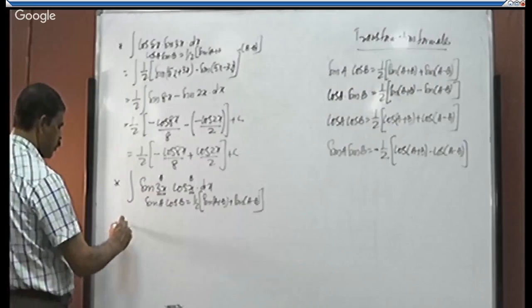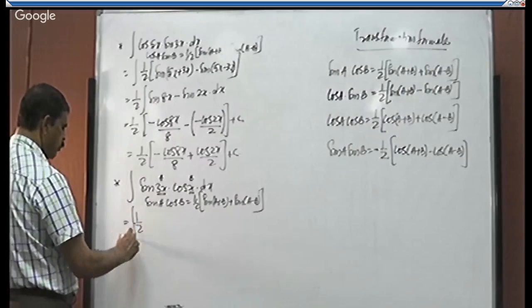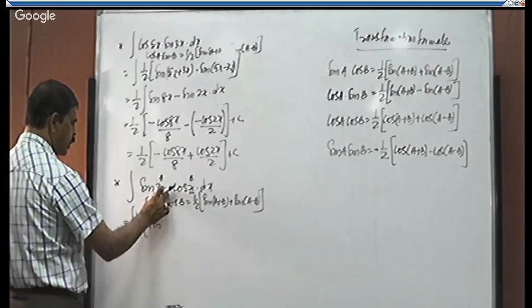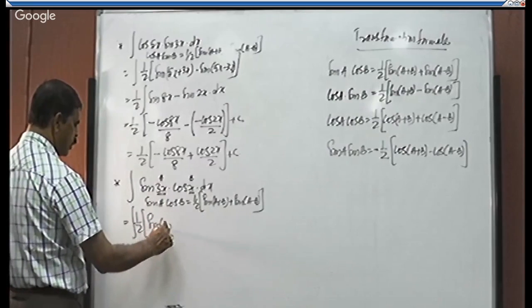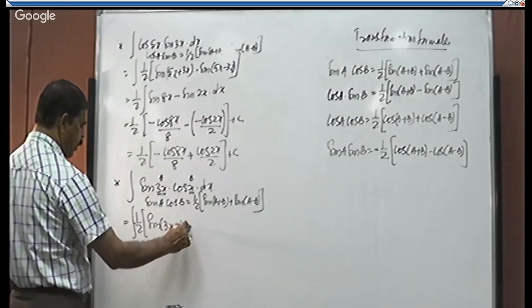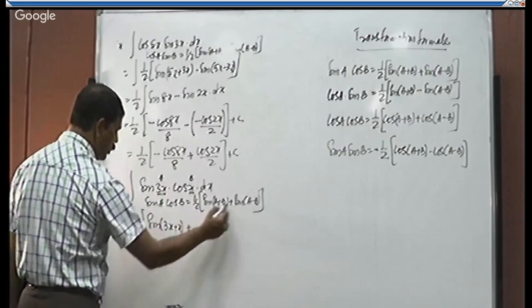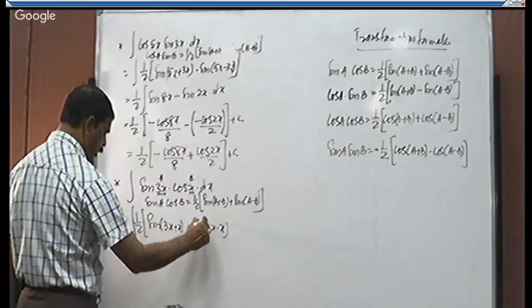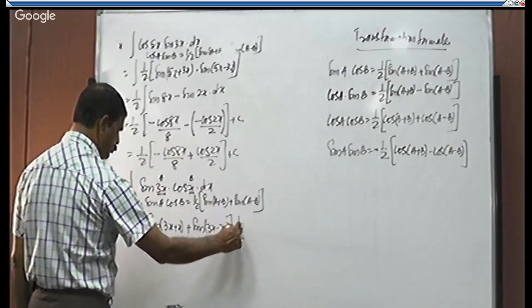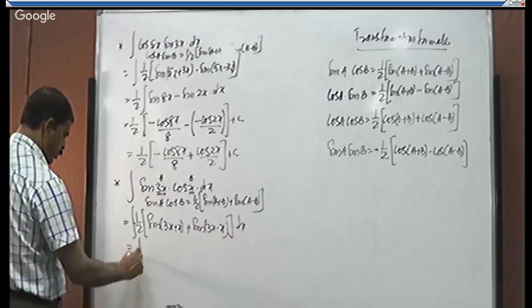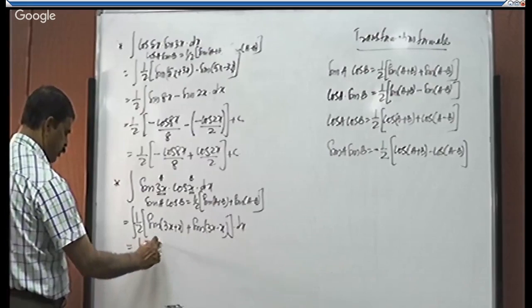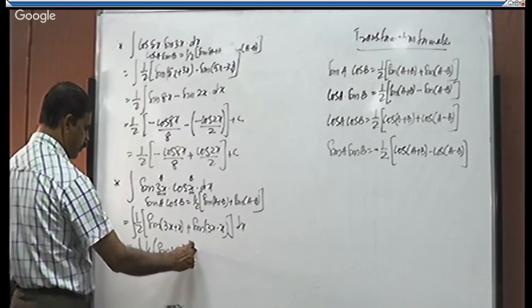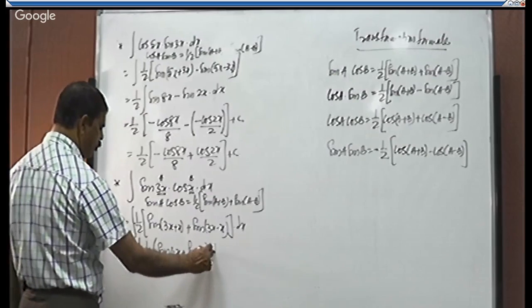Right? According to that, 1 by 2 into sine of 3x plus x, plus sine of A minus B. A is what? 3x, minus B is what? x. That is equal to integration of 1 by 2 into sine of 4x plus sine of 2x into dx.